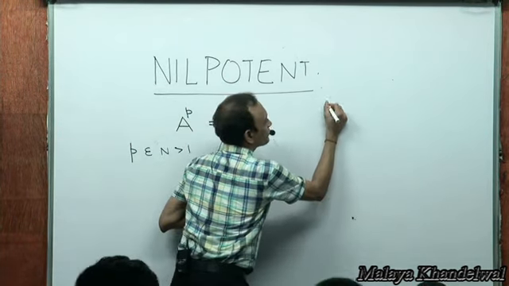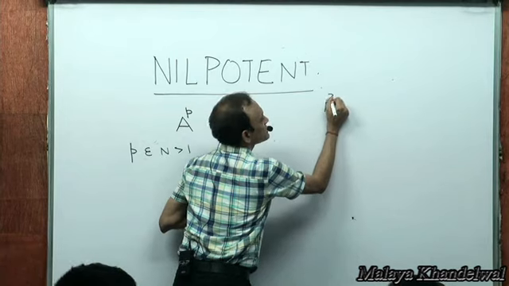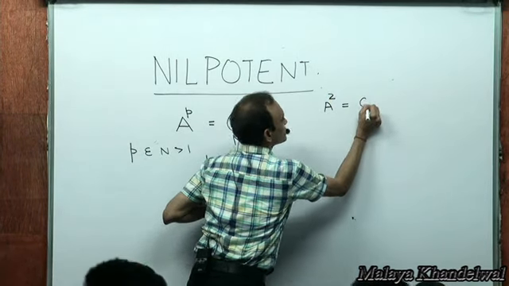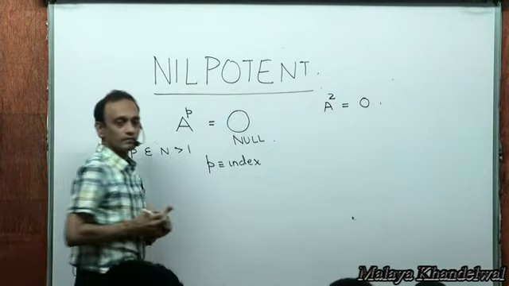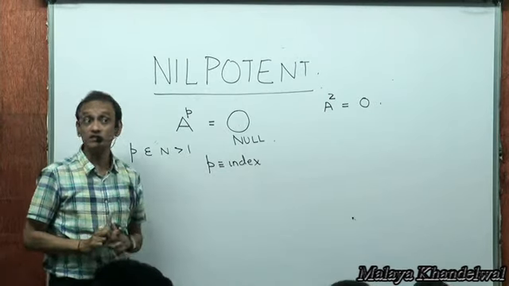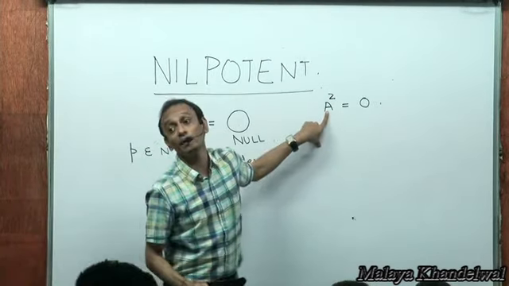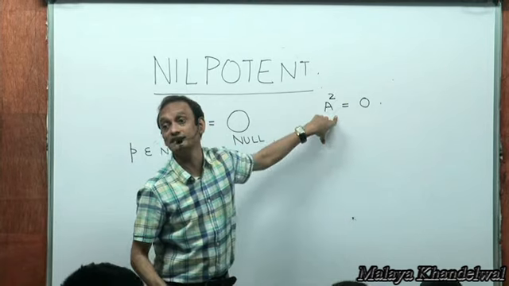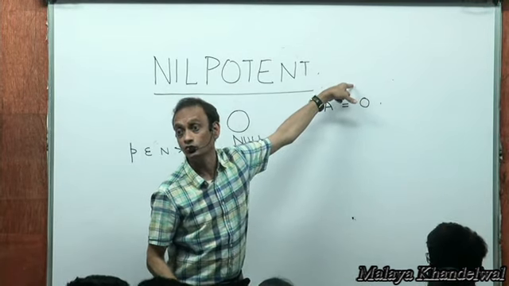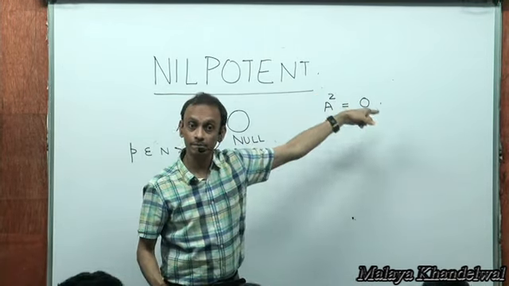For example, if I have a matrix A such that A square is a null matrix, then A is nilpotent of index 2. Right?